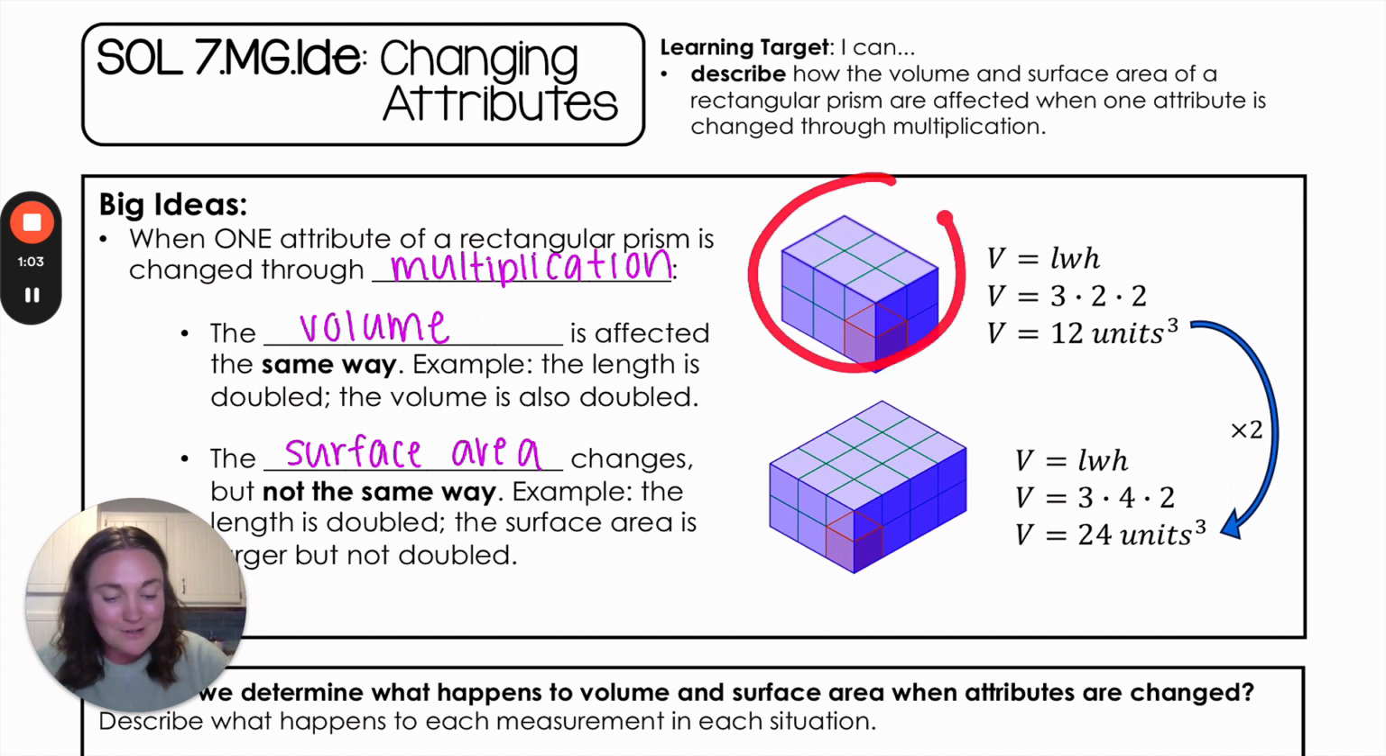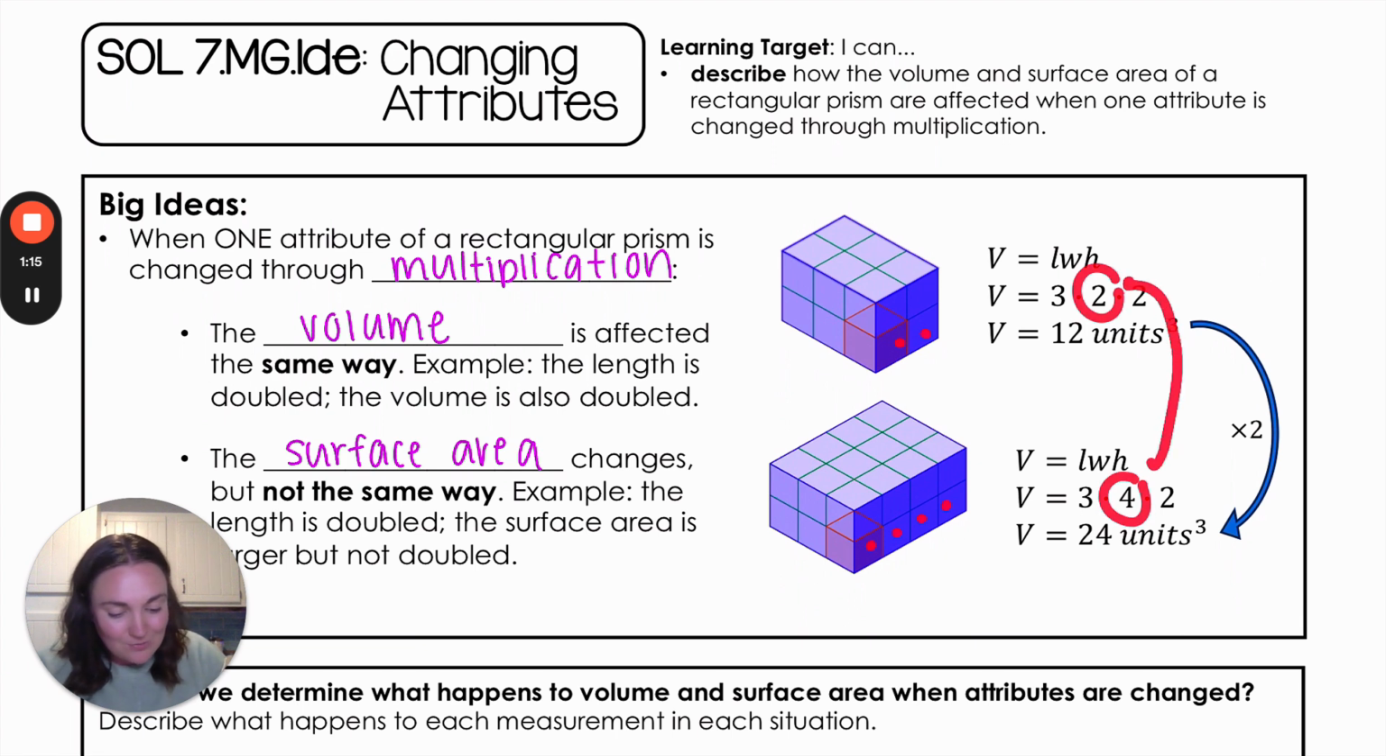So you can see we're starting with this rectangular prism. It's got 3 by 2 by 2. I'm going to take this width of 2 and we are going to double it. So now it's going to be 4. So if I take that 2 times 2, I get that width of 4. I'm keeping everything else the same. I've still got 3 as my length over here, and I've still got 2 as my height. So those two numbers are not changing.